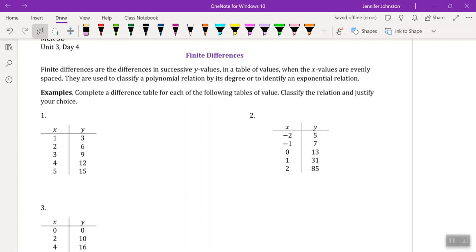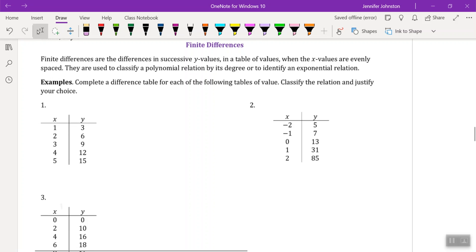They're the differences between the y values, and they just distinguish whether you have something that's linear, quadratic, or even exponential. If the first differences are the same, that means it's linear. If the second differences are the same, then it's quadratic. And then we're going to chat about how it's not the third differences, it's actually the common ratio.